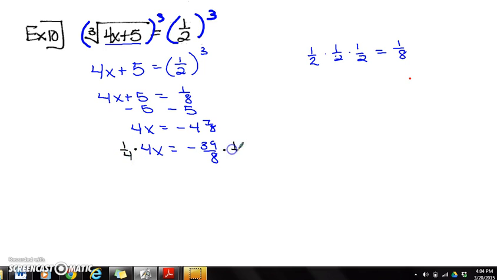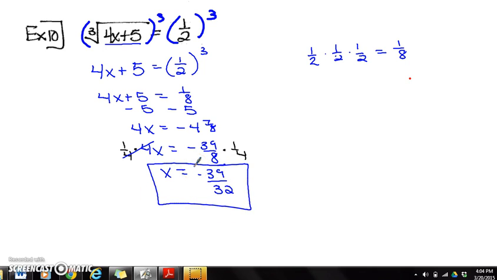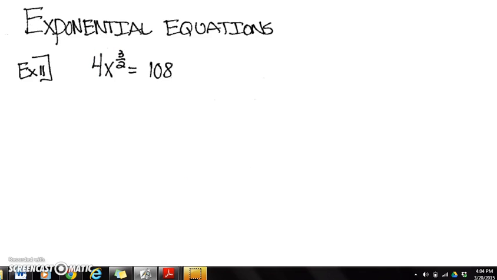Then, you could divide by 4, but to make my life easier, I'm going to multiply by the reciprocal of 1/4. Right? So that's going to give me x equals, because everything cancels out on the left but the x, negative 39/32. There you go. Moving on.